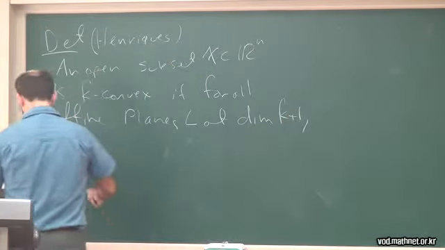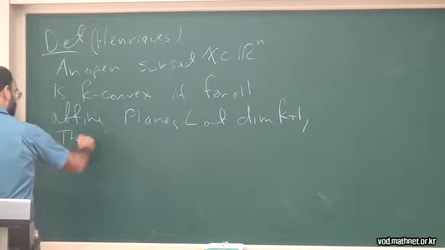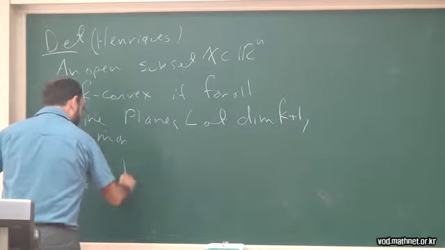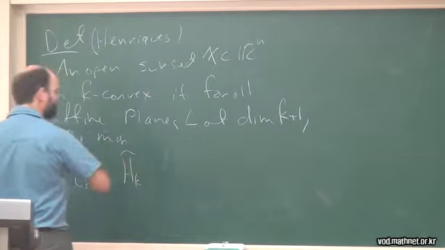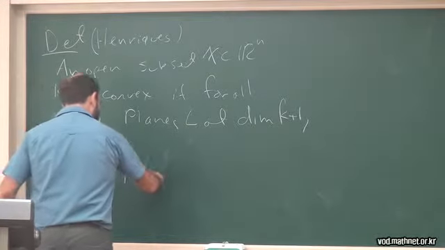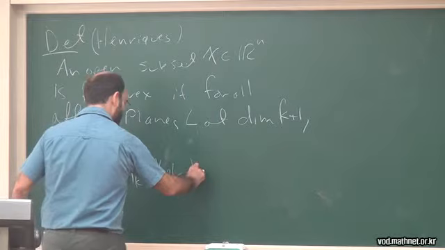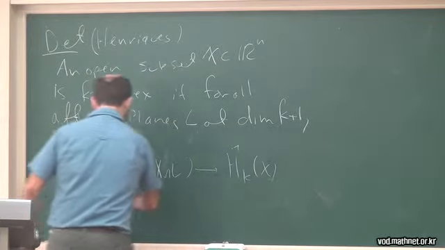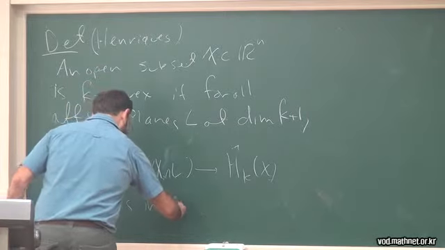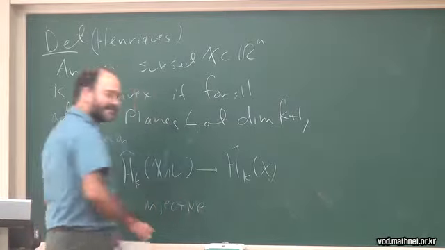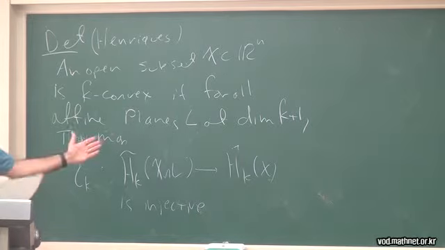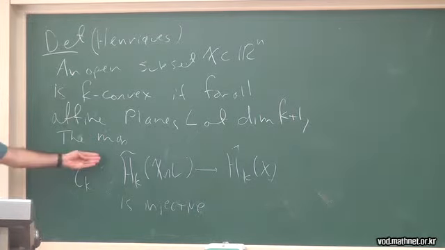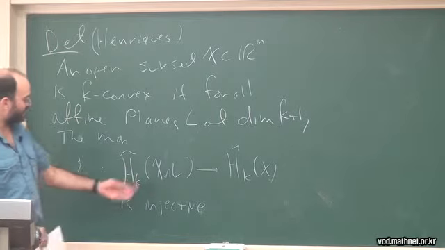the map, so there's a push forward map in homology from the kth homology, and I'll put reduced in here to deal with k equals 0, from X intersect L to the reduced homology of X, is injective. I didn't say what coefficients I'm working in, but we might as well take integer coefficients because those are the most complicated. So it's k-convex if this map is injective.